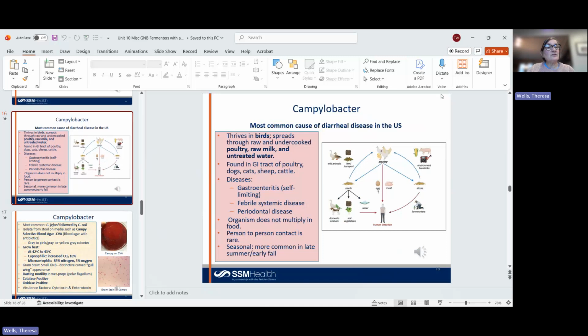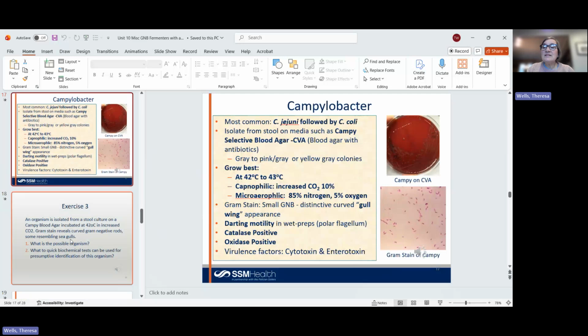So you need to have the understanding of how Campylobacter is identified, and why it's so different in how it's cultured from the other organisms that cause diarrheal infection. It has to go on its own piece of selective media, incubated at 42 to 43 degrees, requires increased CO2 and decreased oxygen, and the gram stain is also very unusual. It has that kind of curved seagull wing appearance, okay? So this organism, you should refamiliarize yourself with.